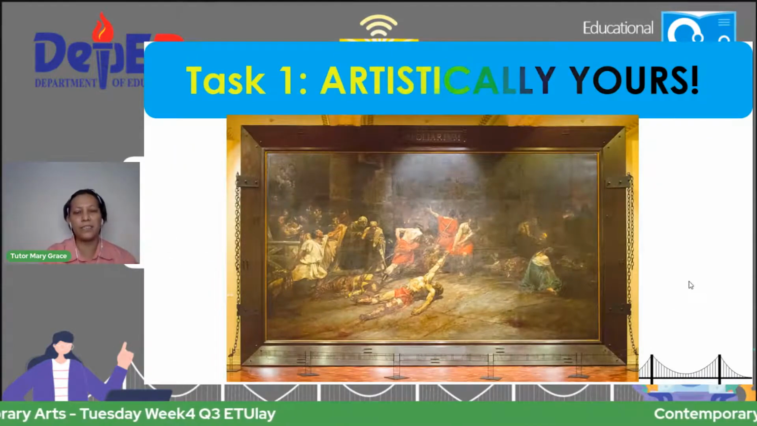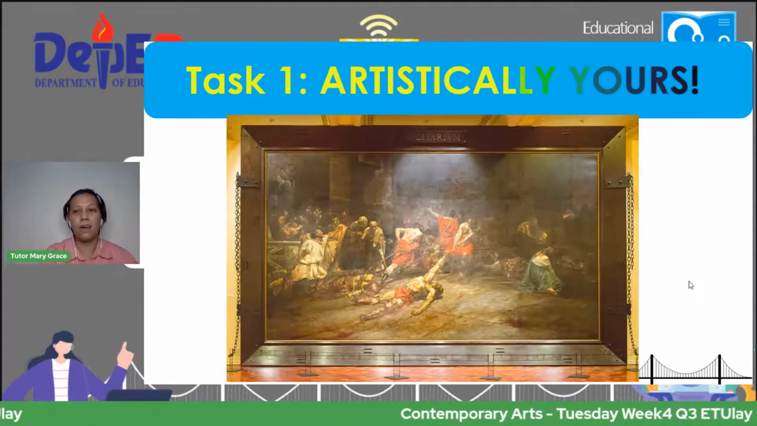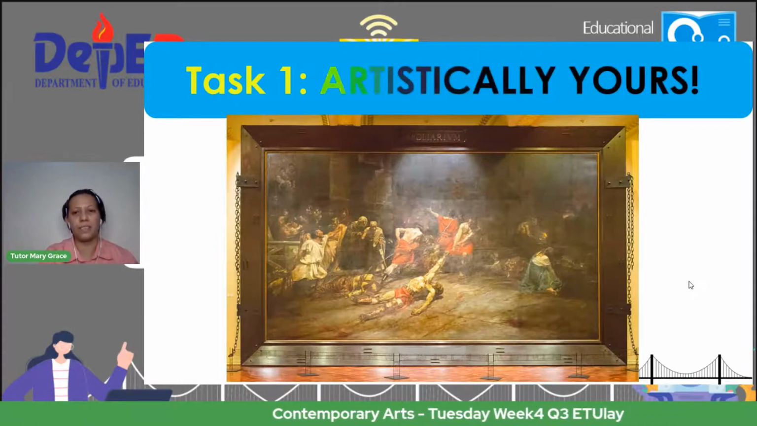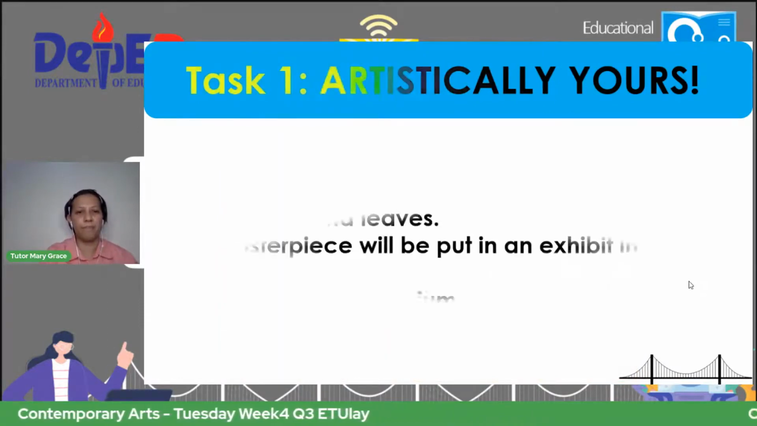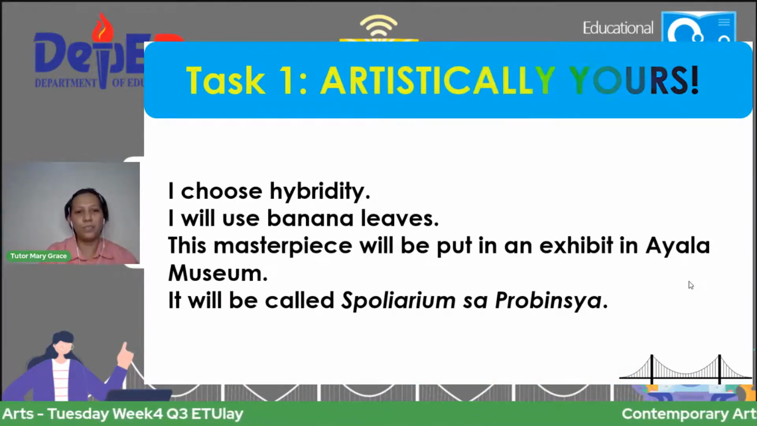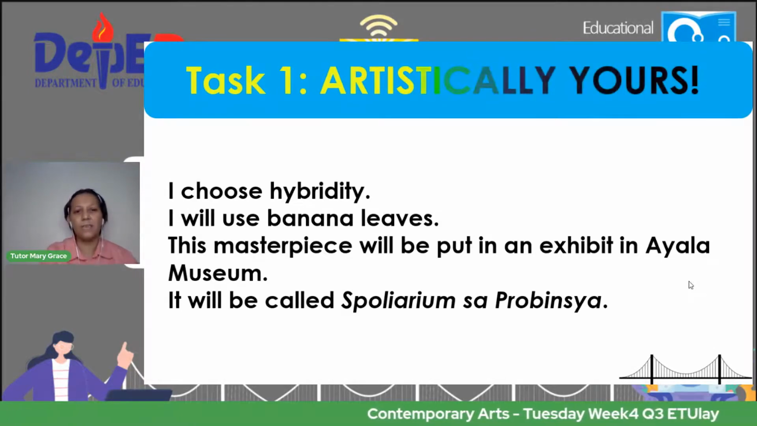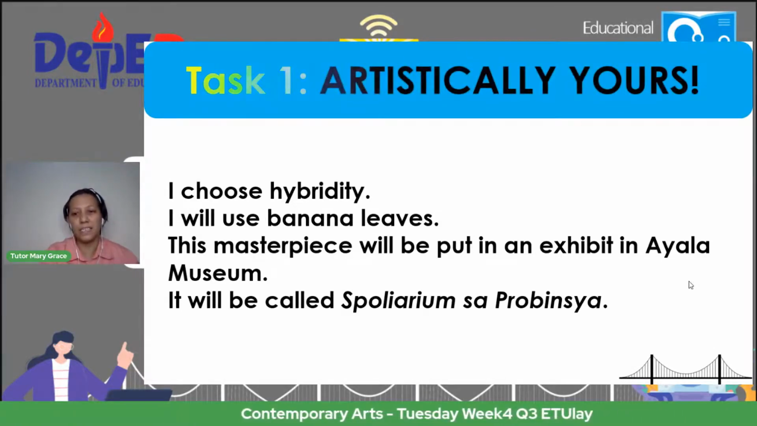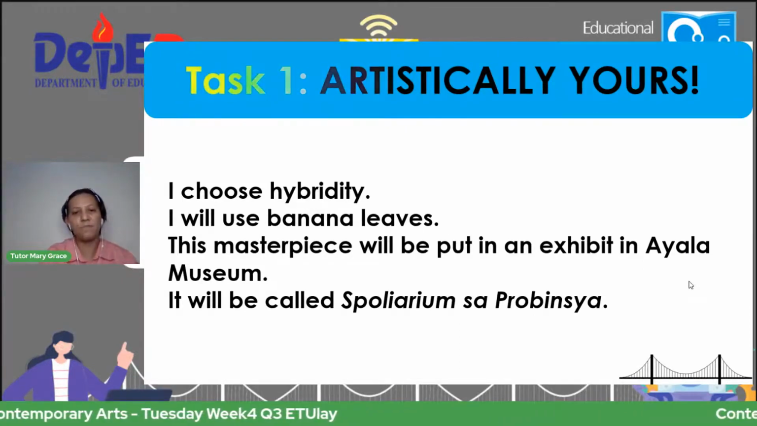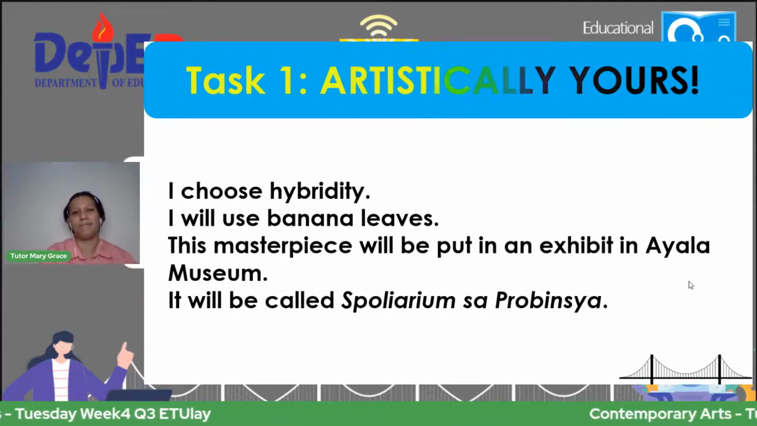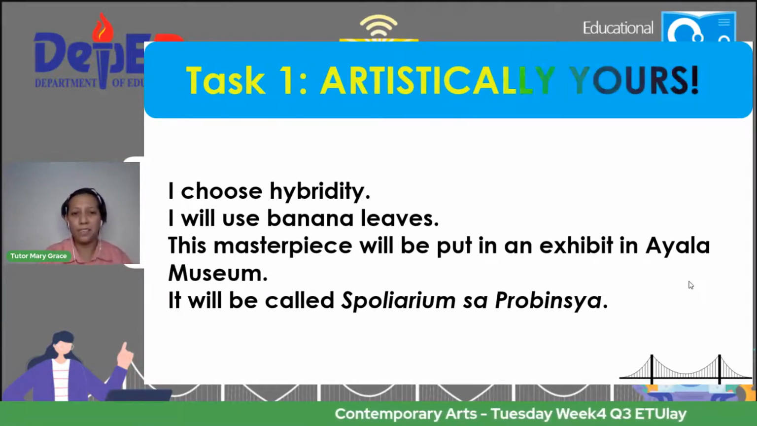So imagine that, and you're going to recreate that using a different element or principle of contemporary art. This is an example that I have composed earlier. I will choose hybridity and I will use banana leaves. This masterpiece will be put in an exhibit in Ayala Museum and it will be called Spolarium sa probinsya. Okay, so I'm going to give you a few minutes to type in your answer.